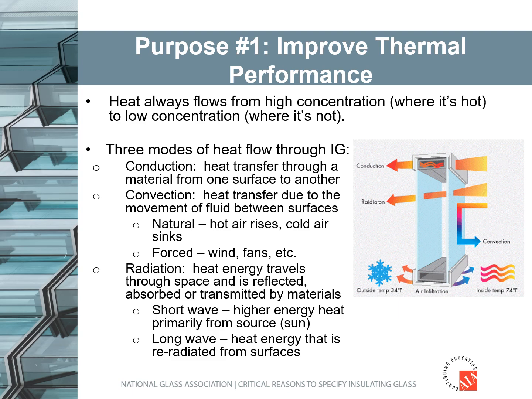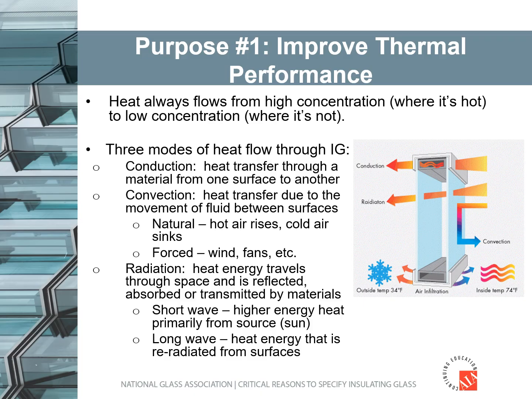This convection happens inside a building's airspace, outside of the building, and between the lights of glass in the IG airspace. Because of this convection in the airspace, the distance between the lights of glass should always be taken into consideration. If it's too large, there will be an increase in convection energy transfer that can affect the efficiency of the IG. Radiation is the energy that is transmitted through space in the form of waves or particles.